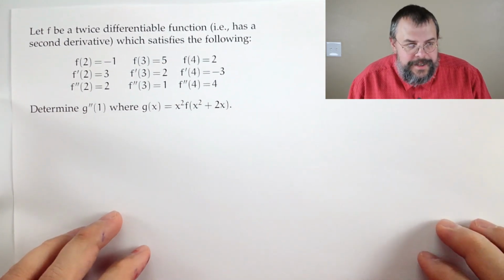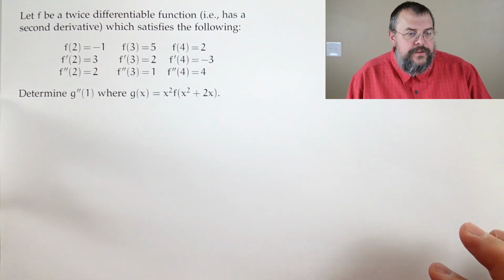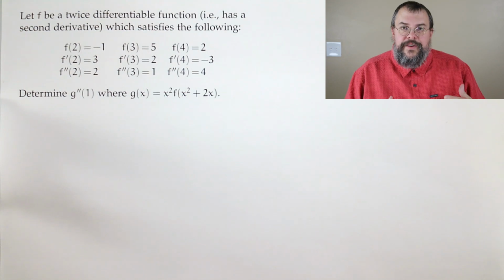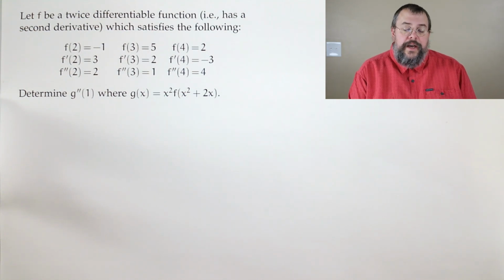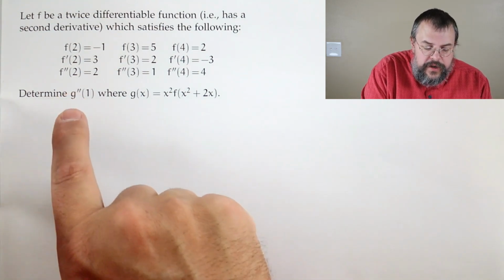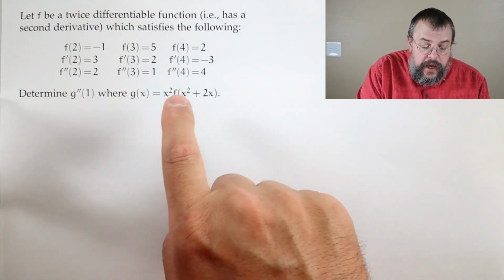And our next problem, another good one. Okay, so suppose we have a function and it's twice differentiable. Just as another fancy way of saying we can take derivatives 2 times. And it satisfies the following. So we know information about what happens at 2, and then what happens at 3, and what happens at 4.